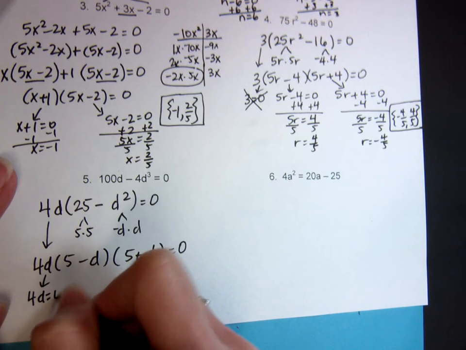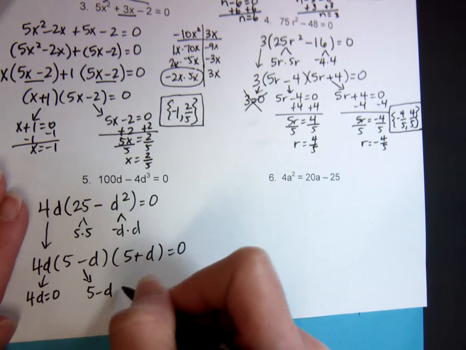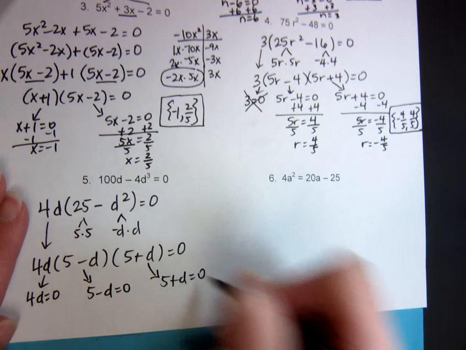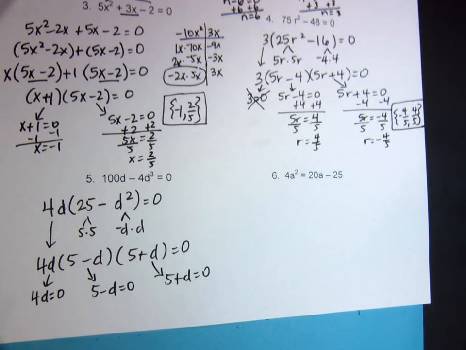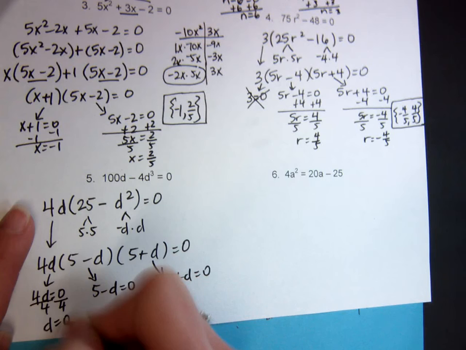So, let's go ahead and separate this into 3 equations. 4D equals 0. 5 minus D equals 0. And 5 plus D equals 0. All right, so how do we get d by itself on the first one? Excellent. So d is equal to 0.